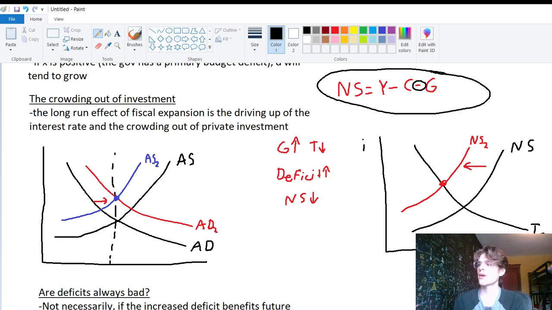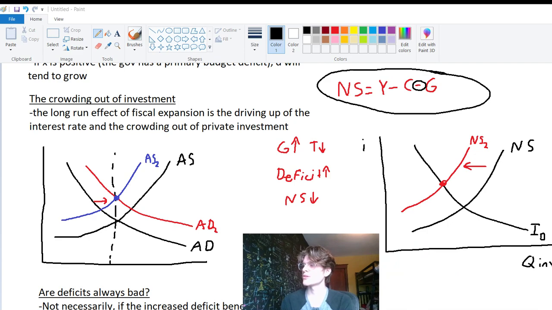Okay, so move over here a little bit. So this is Q investment over here. It's kind of blocked off. So when we decrease national saving, we move up along this investment demand curve to a higher level of interest rate and a lower level of investment. So at the end of the day, we get back to potential output over here, but our investment is said to be crowded out because now there is this raised interest rate.